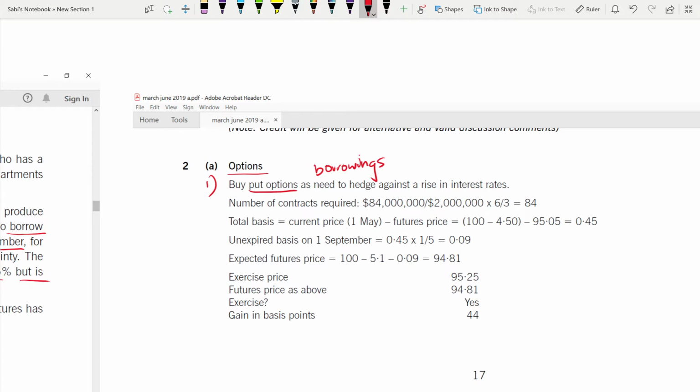Second mark you are getting to find number of contracts. That is number two. Number of contracts you have to find, even for future, even for option. But future it is already calculated, so don't worry about it. Go for options. What is the amount that you have to hedge? 84 million. What is the contract size? 2 million. And what is the duration of hedging? How long you want to hedge it for? 6 months. And what is the duration of the future? Because this is an option on future, so it is for 3 months. So that's why it is 84 million divided by 2 million into 6 over 3, if you see this fraction.